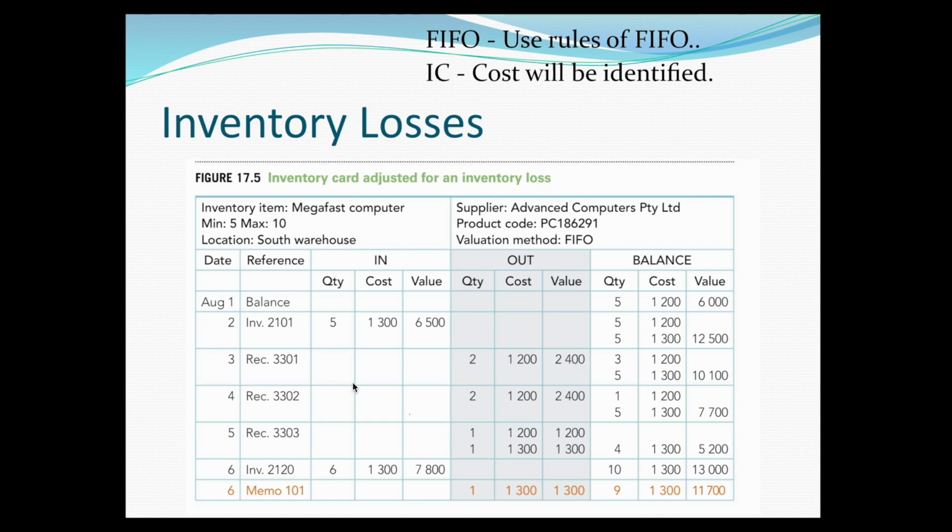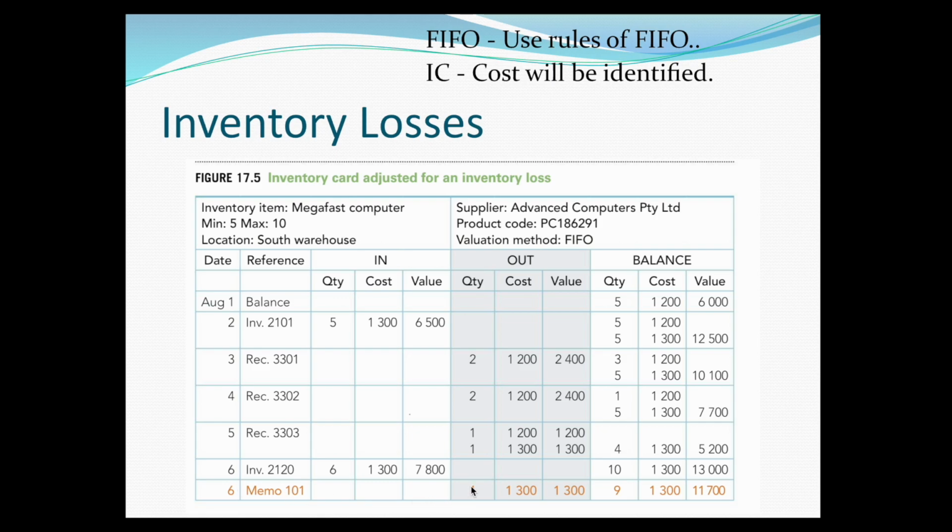stole a computer. Now, how do you record that? When you have an inventory loss, is it coming into the business or is it going out of the business? Well, of course, it's a loss, so it's going out. So you record this as an inventory loss in the out section. So in the last row, this happened on the 6th of August, right?